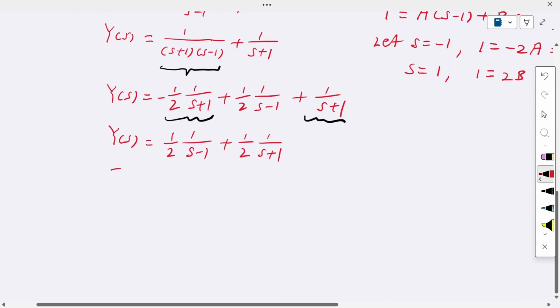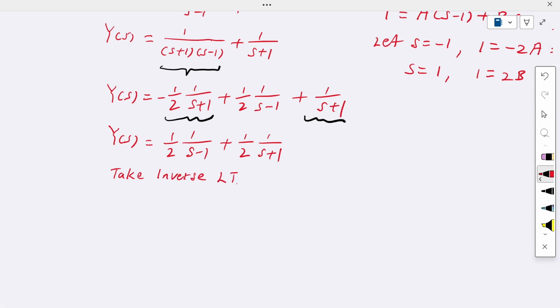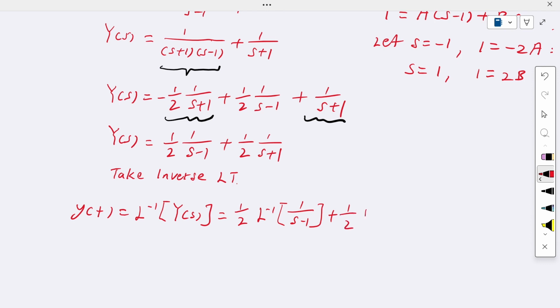Now, to find the solutions, we're going to take the inverse Laplace transform. We apply the inverse Laplace operator to find y(t) for this capital Y(x). Okay. So now we have 1/2 times the inverse Laplace transform of 1/(x - 1), then plus 1/2, apply the inverse Laplace operator.